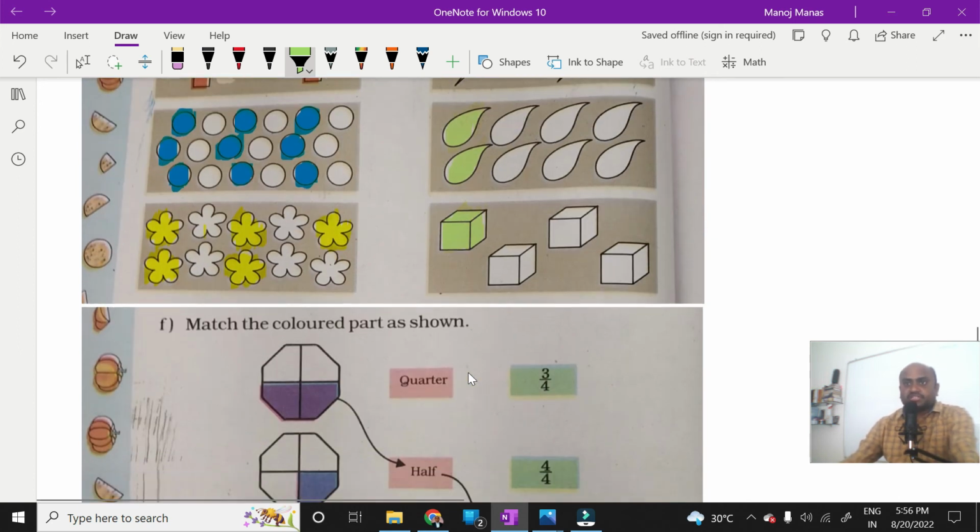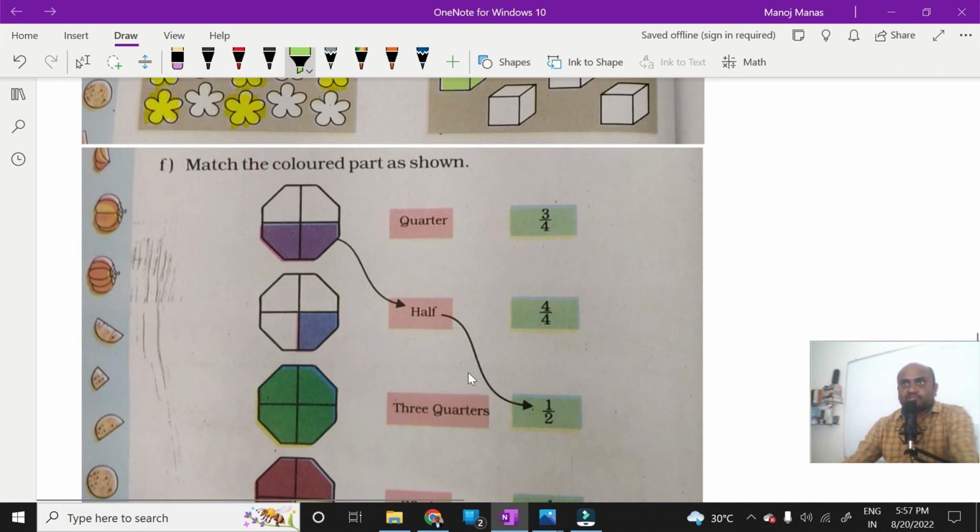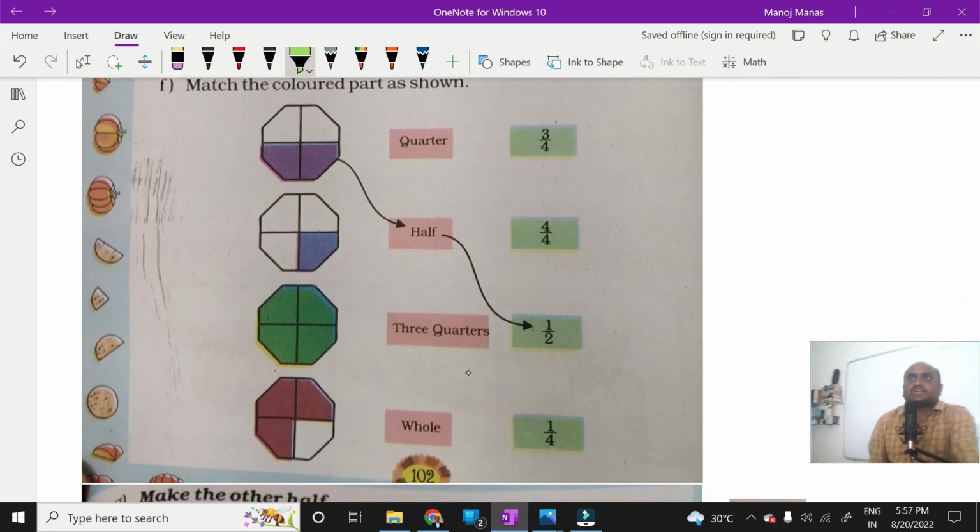Now match the following. Match the colored part as shown in this. How did he draw the coloring? Wherever there is a half, he made it half and he wrote the number 1/2. 1/2 indicates half, right? So this is a quarter. Okay, and the quarter is where it is available. 1/4 is the quarter. Okay, so 1/4 is the quarter.